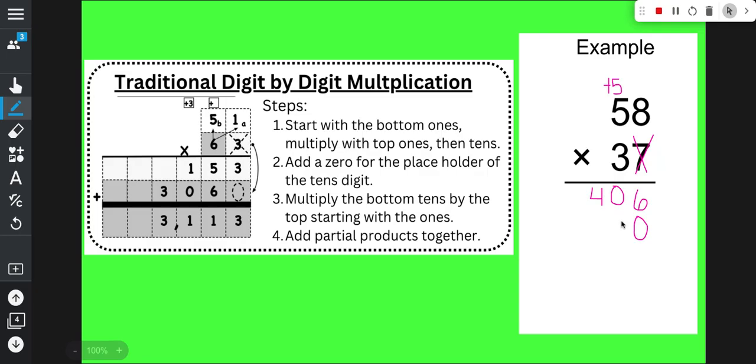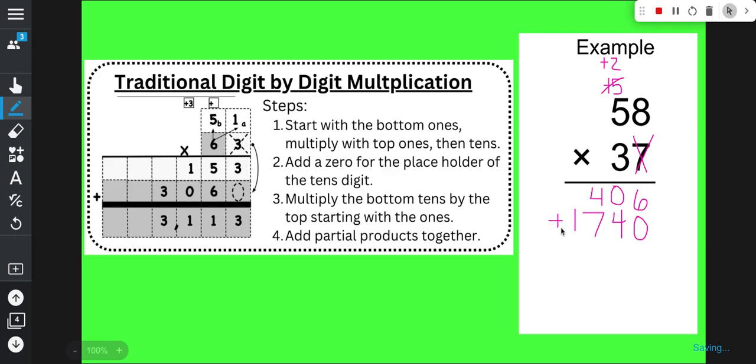Now I multiply the same way I just did the 7. 3 times 8 is 24. So I'm going to put the 4 down below. I'm going to cross out this plus 5 because I used it, and I'm going to write a plus 2 above it because that's the 24. We carried the 2 over. 3 times 5 is 15, and then we have this plus 2, so that is 17. These are our partial products.